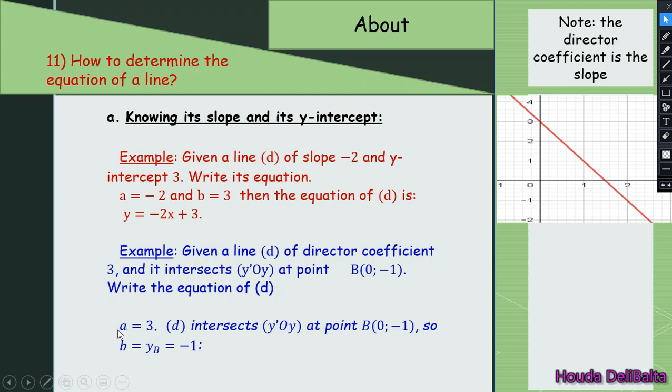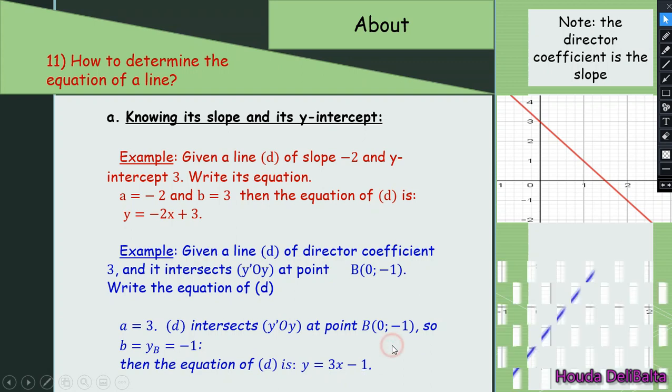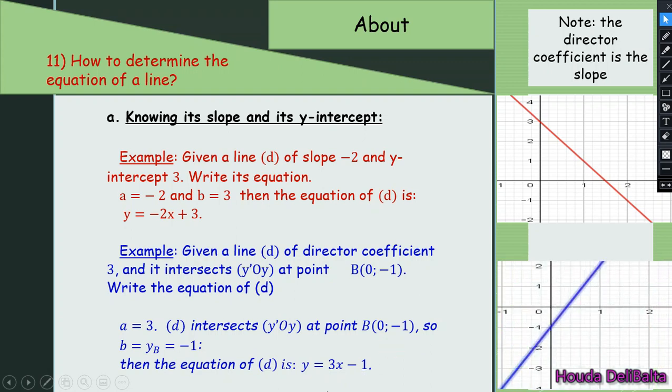Yes, of course. a equals 3 and the y-intercept is -1, then the equation is y equals 3x -1, and here is the figure of the line of equation y equals 3x -1. Notice that the slope here is negative, then notice that the line is decreasing. Okay, the line is decreasing from left to right. The slope here is positive, as you see here or here, then the line is increasing from left to right.